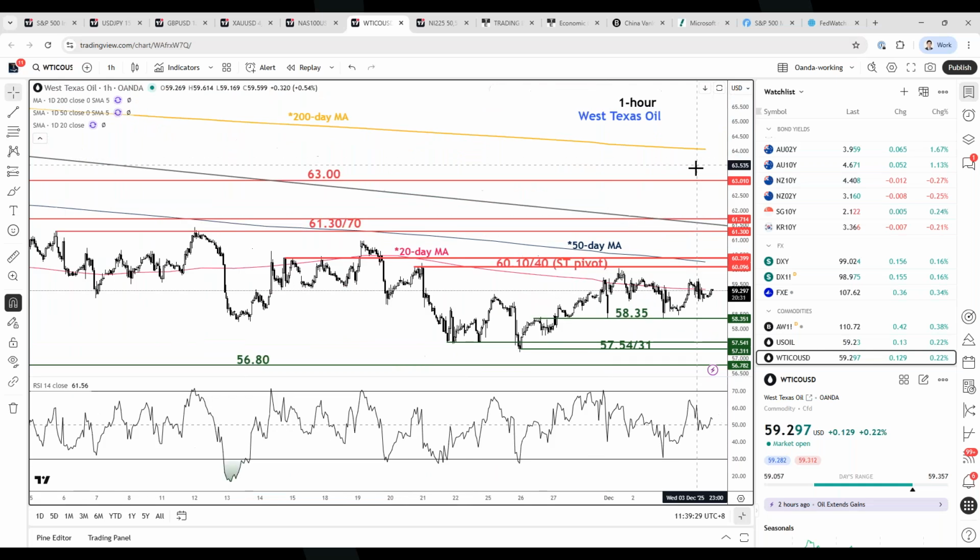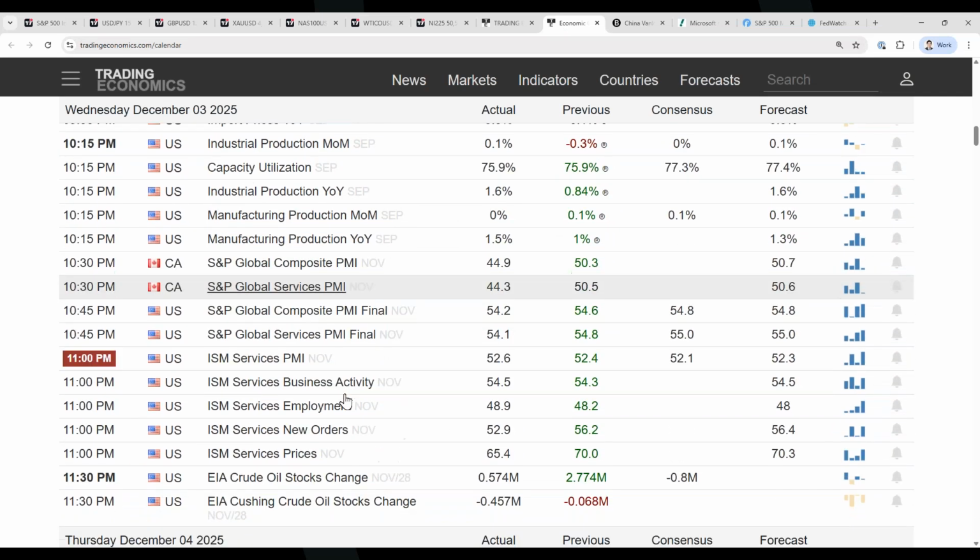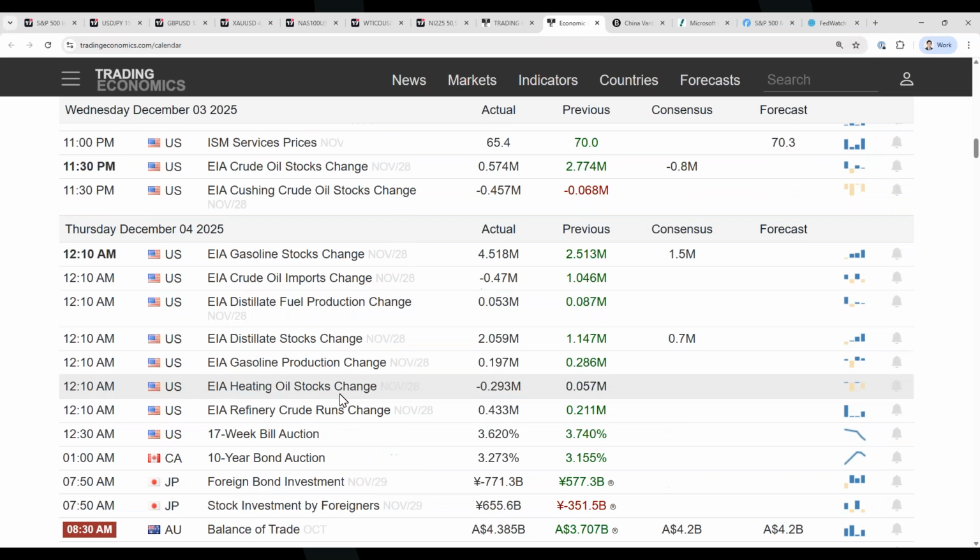All right, so that's West Texas oil, and that also sums up all the intraday technical outlook on the broad-based cross asset classes that we cover on a frequent basis. So before we go, let's have a quick look at the economic calendar. What are the key data to look out for today? So today will be a Thursday over here.